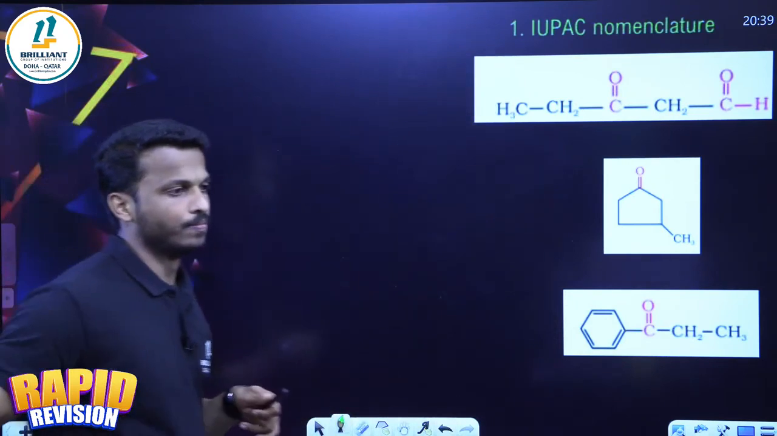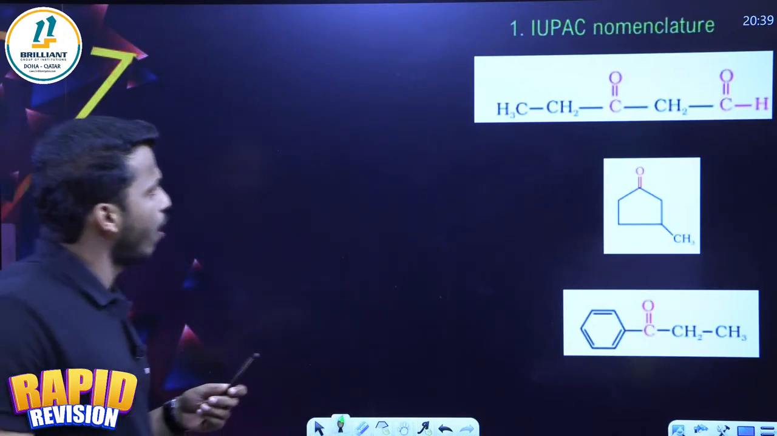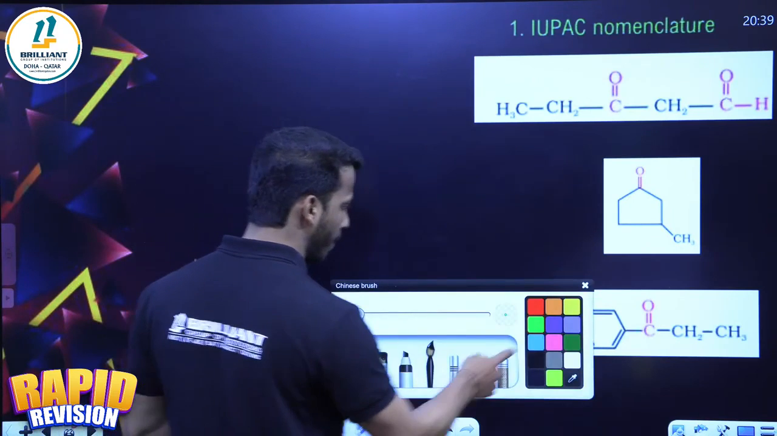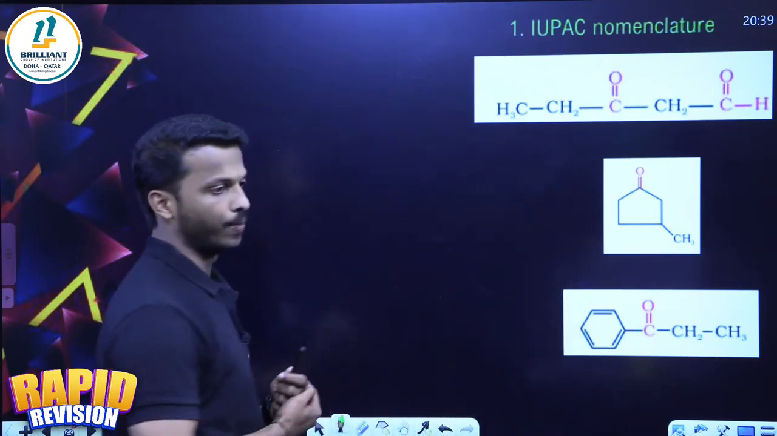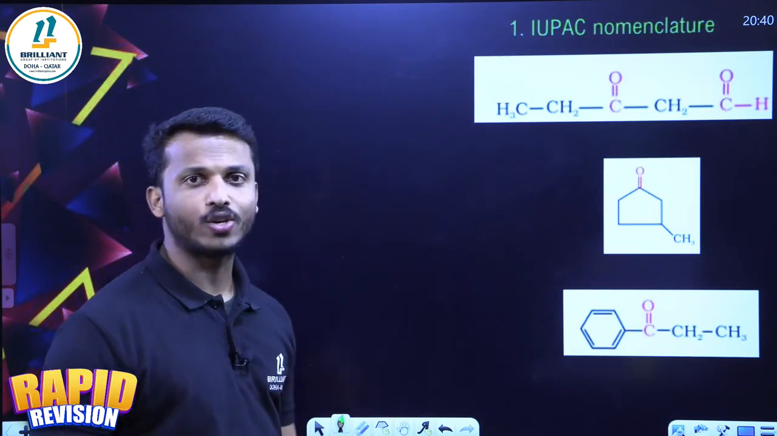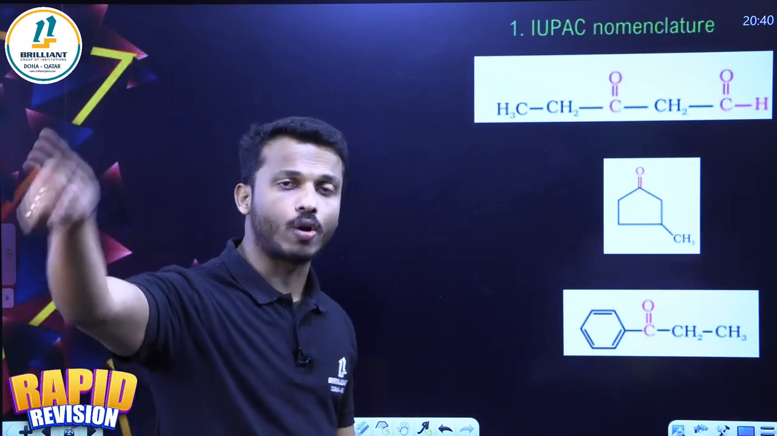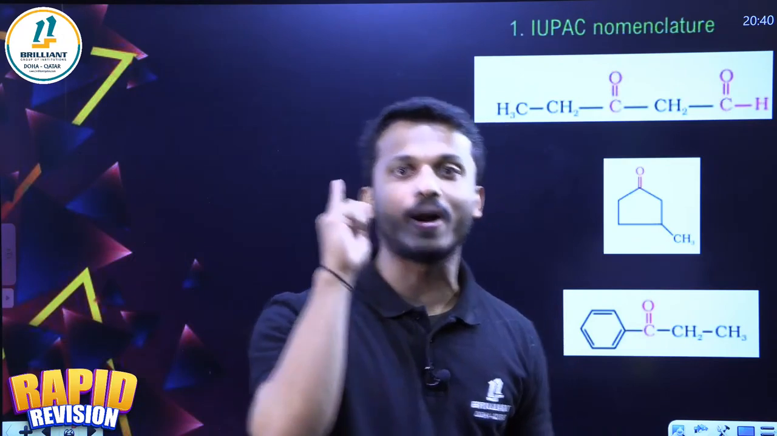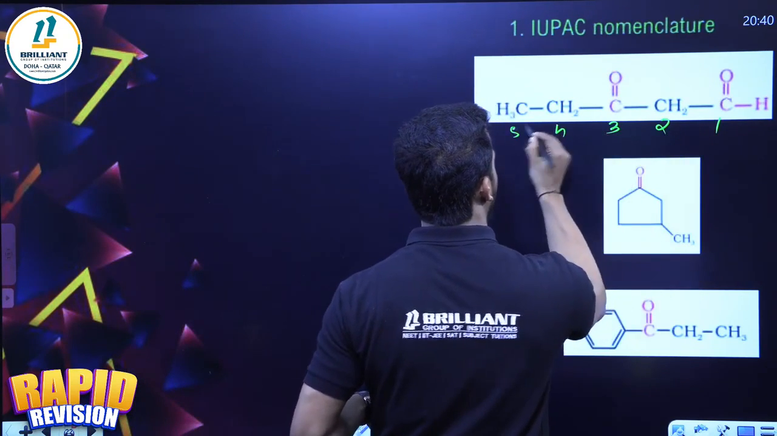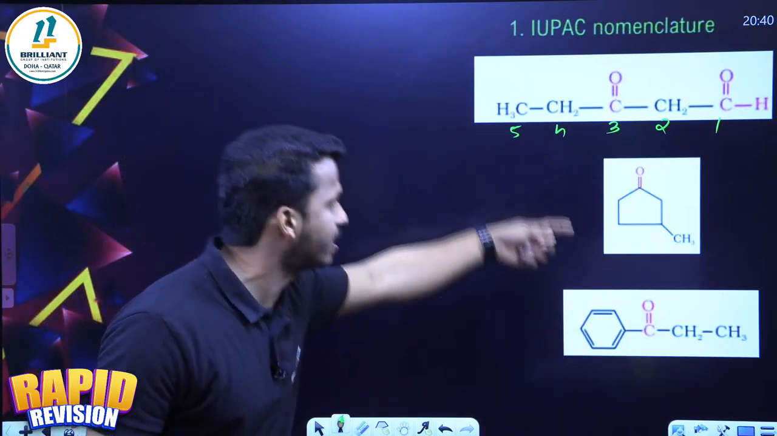Yes, tell me. What is the answer of this question? What is the IUPAC nomenclature of the first compound? You can see, dear all, two functional groups are there: one is aldehyde, one is ketone. The highest priority goes to the aldehyde. So this is number 1, 2, 3, 4 and 5. Dear all, at the third position there is a ketone. Very good, dear all. Prapti is very good. It's the correct answer.